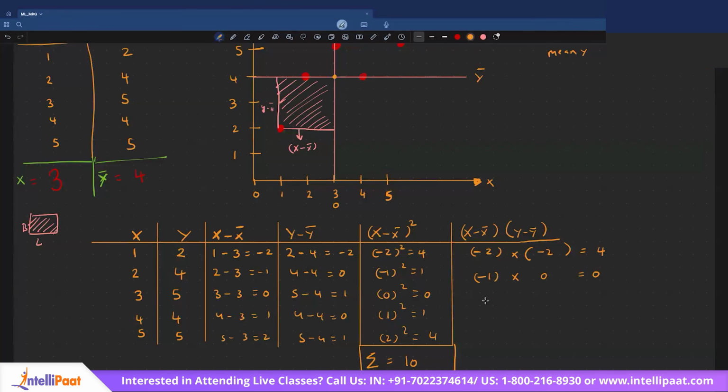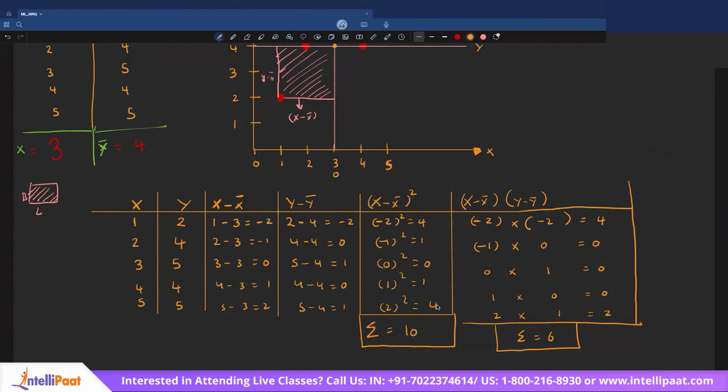What is x minus x bar? 0. What is y minus y bar? 1. Is the answer 0? What is x minus x bar? 1. What is y minus y bar? 0. Is the answer 0? What is x minus x bar? 2. What is y minus y bar? 1. Is the answer 2? If you sum the numbers together, 4 plus 2, what is the answer? 6. Are you clear so far?